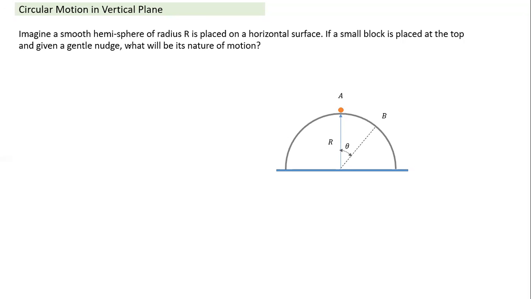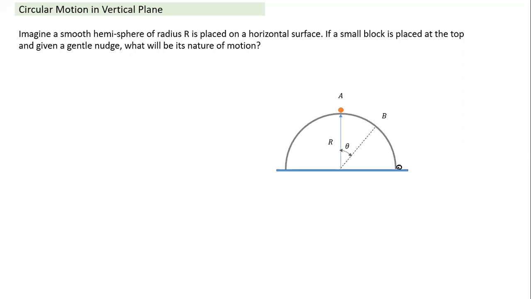We'll see what is the effect of different velocities given at point A. So here, imagine a smooth hemisphere, and the question would be the same if it is a smooth semi-cylinder also. Both cases are the same. A hemisphere or semi-cylinder of radius r is placed on a horizontal surface. A small block is placed on the top and is given a gentle nudge. What will be the nature of its motion? Some of you might think it will keep moving like this. Will it reach this point here? Will it always keep moving along the surface?